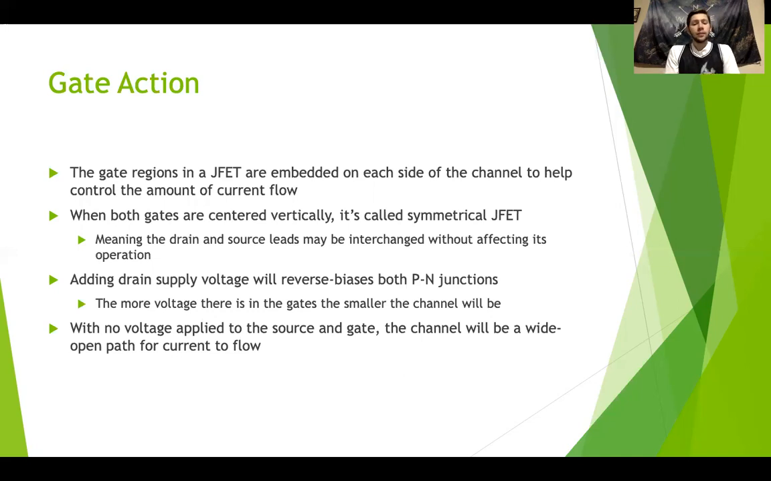Adding a drain supply voltage will reverse bias both P and N junctions. And that pretty much means the more voltage there is in the gates, the smaller the channel will be, in return controlling the current flowing through. Then with no voltage applied to the source or gate, the channel will be wide open and current will just be free to flow as much as it wants.